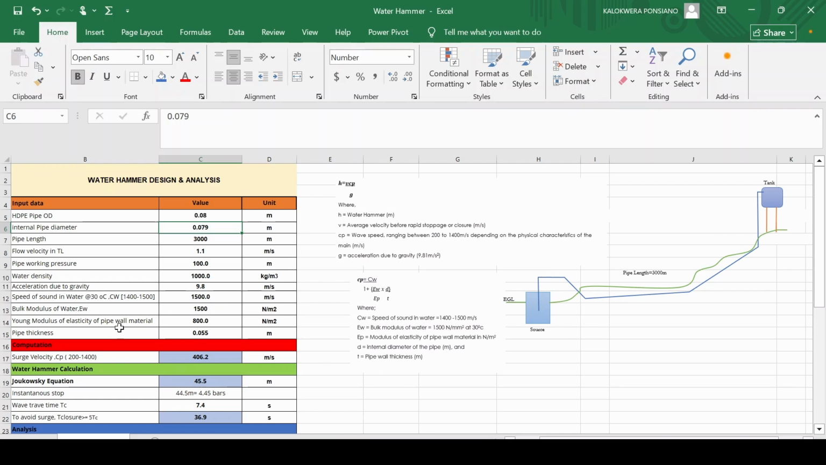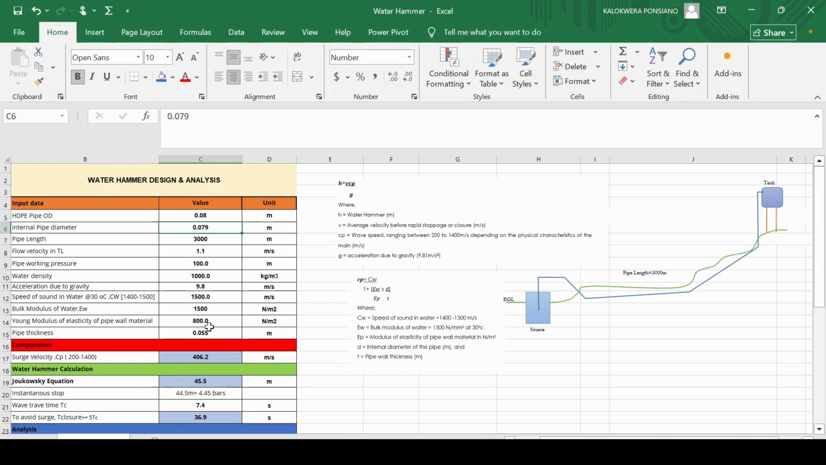From this, we are now supposed to compute the water hammer. How best can we compute it? From the equation, we first need to look for the value of CP, because our equation says water hammer is V CP over G. The CP is the wave speed. So we are going to calculate it and get the real value, because the value is supposed to range between 200 and 1400. We are yet to find out through our calculations.